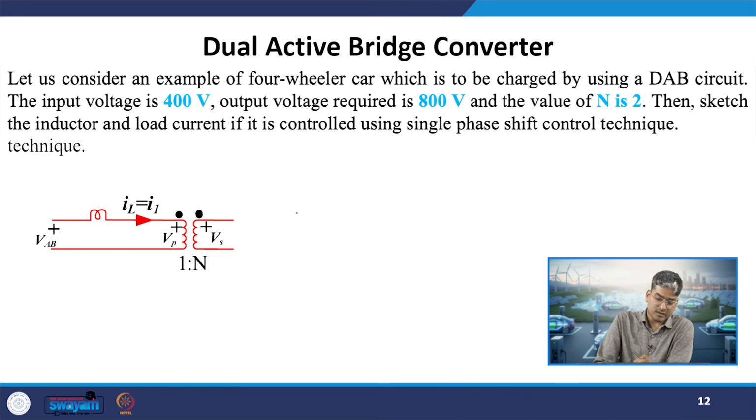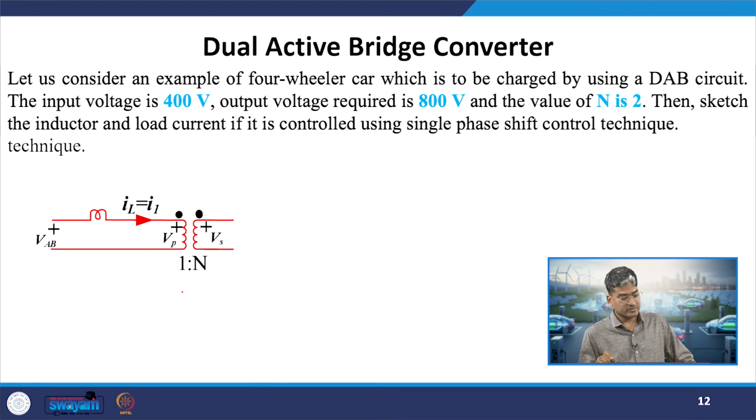We will consider as an example a charger which has an input DC voltage of 400 volts and produces an output voltage of 800 volts. So, if the input is 400 and the output is 800 volts, my n will be 2. We are assuming 1 is to 2, so 400 is on the primary side and 800 on the secondary side. The transformer turns ratio will be 1 is to 2.